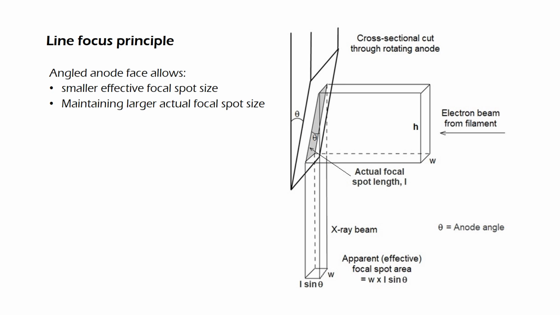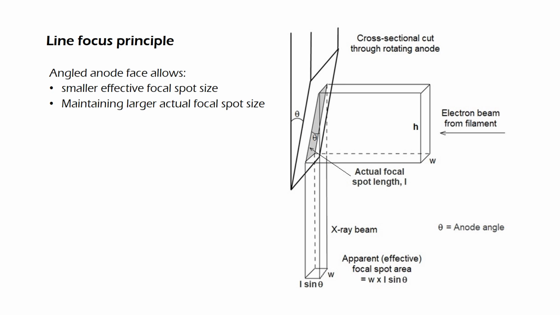The anode angle, commonly represented by theta, is the angle between the vertical and the target surface. Anode angles in diagnostic tubes range from 6 to 22 degrees depending on their task. For general-purpose radiography, anode angle ranges from 10 to 16 degrees. Here, the height of the electron beam from the filament is represented by h and width by w.